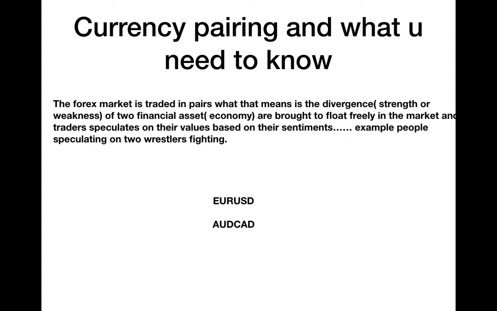So the forex market is traded in pairs, in twos: AUD CAD, Euro USD, USD JPY. Those are the pairs that we have, and you can trade any of them that you like. We are trading the strength over the weakness, or the weakness over the strength, of a particular financial asset. When a pair like the USD JPY, as we have seen, is going up, it means that the USD is strong. But if it is going down, it means that the USD is weak because of pairing.